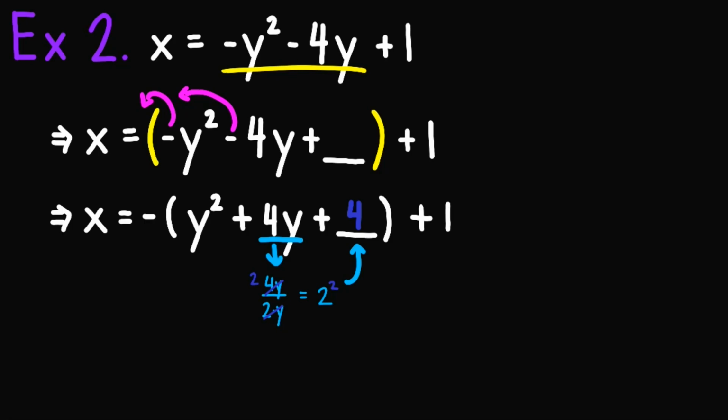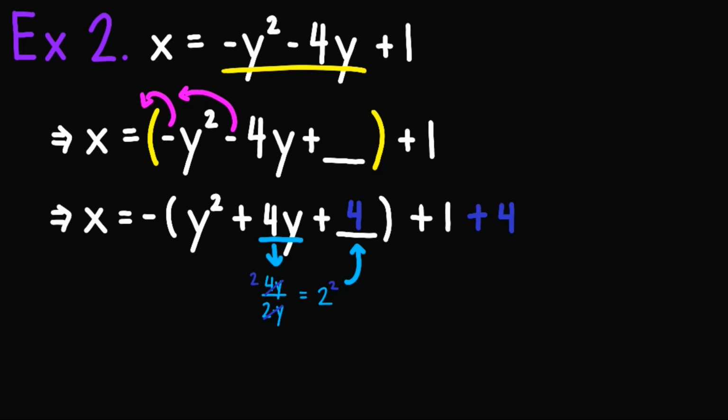Now take note that you might be tempted to subtract 4 out here since we added 4 out here, but take note that we have a negative sign out here. So technically what we did in this expression is we subtracted 4. This means that to keep or preserve the value of the original expression, since we subtracted 4, in reality, we must add 4 out here.